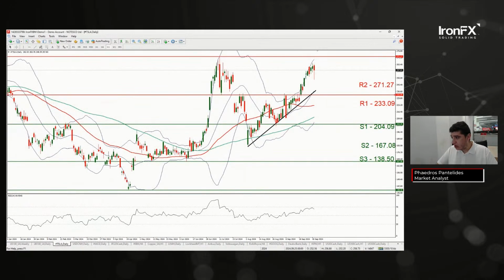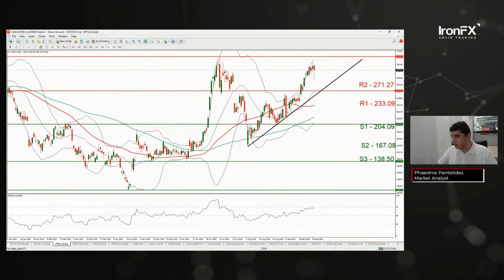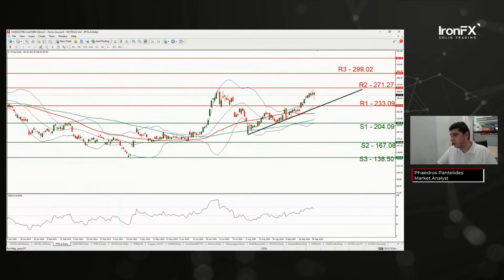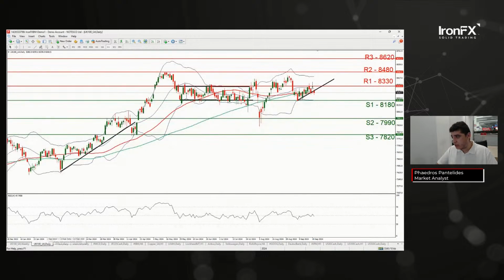Tesla moving in an upwards fashion, upwards moving trend line. The resistance we had placed has been broken. R2, 271.27. And once again, why is that the resistance level validated? Pierced above, closed on R1 and moved higher. So this is indeed resistance turned to support. Next target for me would be 271.27 for the company stock price.